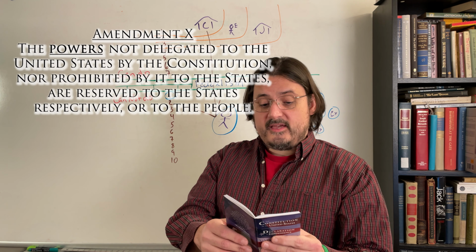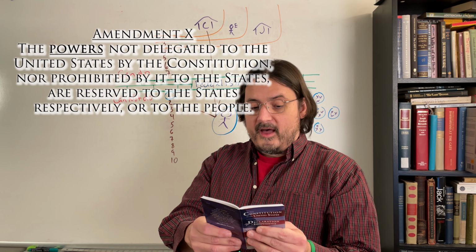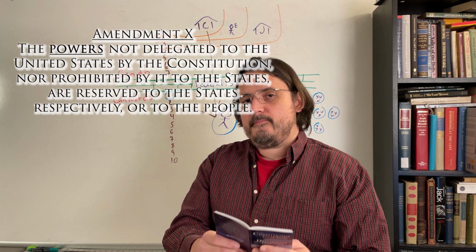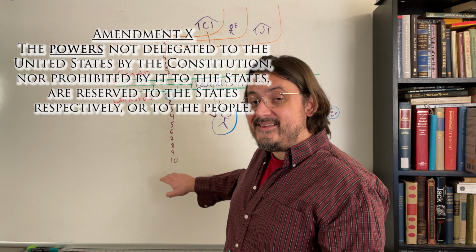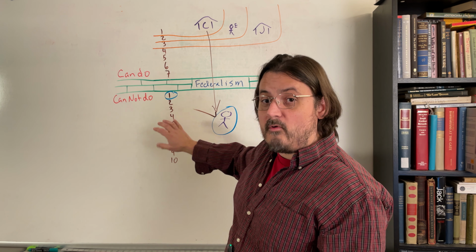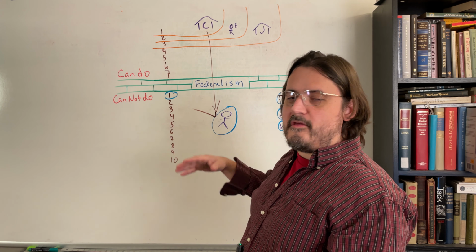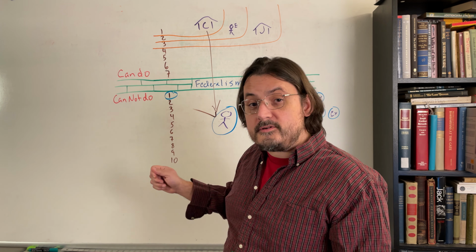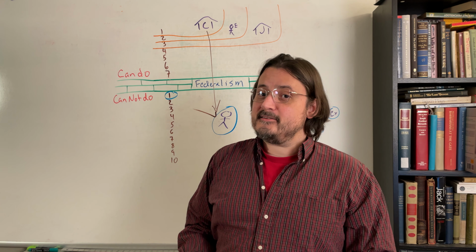So the 10th Amendment says, the powers not delegated to the United States by the Constitution, nor prohibited by it to the states, are reserved to the states respectively or to the people. The most important word here for what we're talking about right now is the word powers. The 10th Amendment is only talking about powers, not about rights. And it talks about distributing those powers between the federal government and the state government, whether the people are involved. We have a whole video on that, but it's only about powers. So what about rights? Well, now it's time to talk about its cousin, the 9th Amendment.